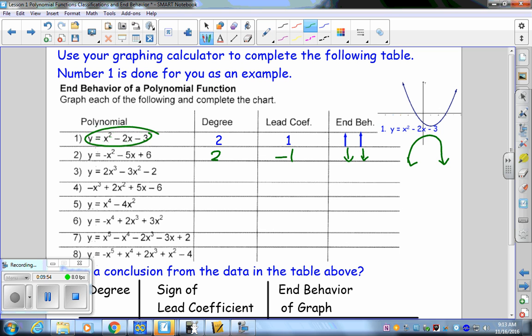So if I graph my next one, 2x to the 3rd minus 3x squared minus 2. Zoom 6, because I shouldn't need a crazy window. I can adjust it if needed. You get something that looks like this. So here's my x and y. It kind of comes up, curves back down, and goes back up again. That's a cubic. So my degree is 3, because that's the biggest exponent. My leading coefficient is 2. So let's look at our end behaviors.